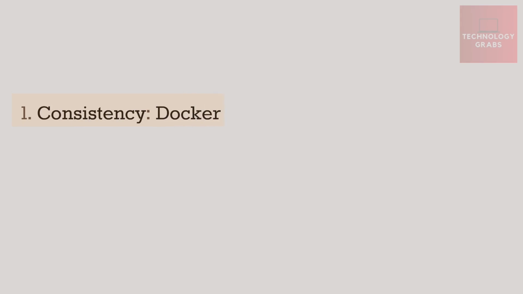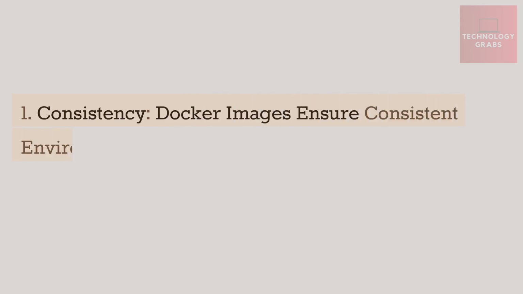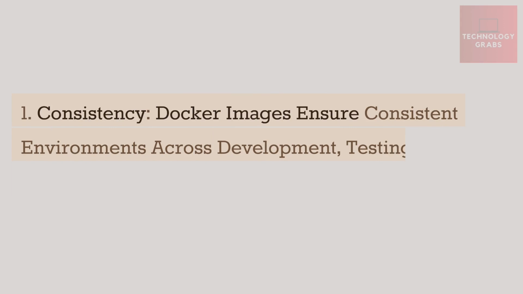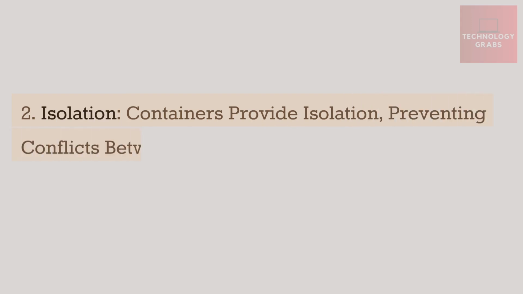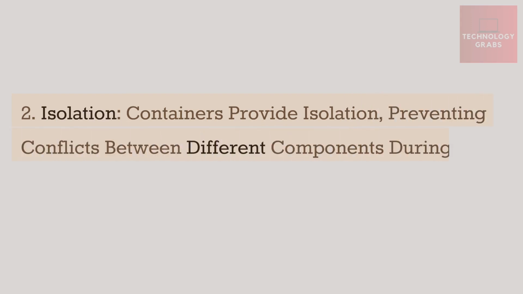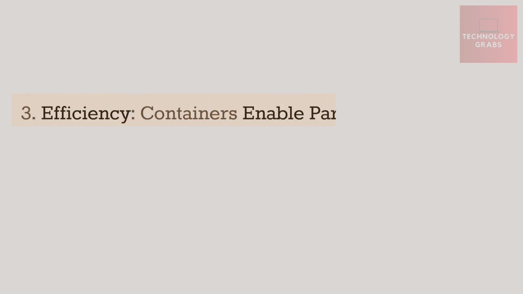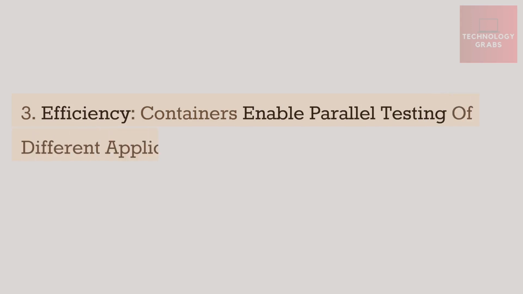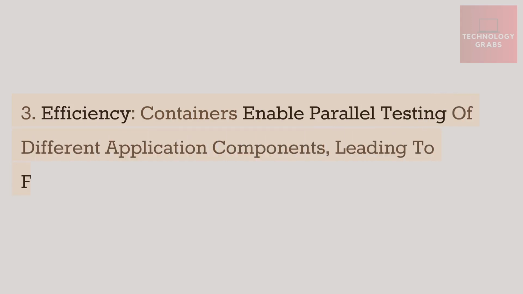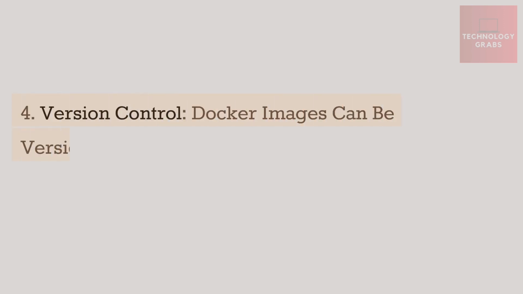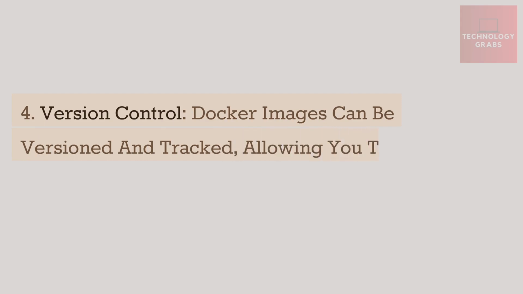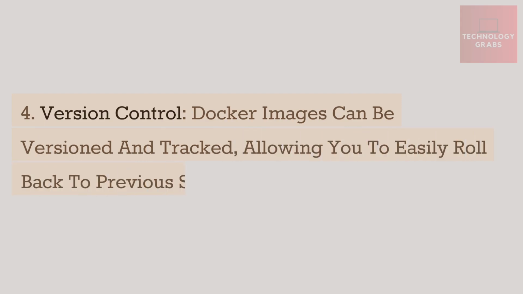1. Consistency. Docker images ensure consistent environments across development, testing, and production stages. 2. Isolation. Containers provide isolation, preventing conflicts between different components during testing and deployment. 3. Efficiency. Containers enable parallel testing of different application components, leading to faster CI tests. 4. Version control. Docker images can be versioned and tracked, allowing you to easily roll back to previous states.